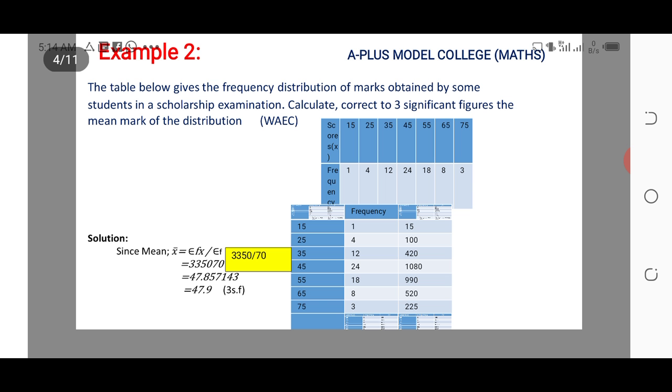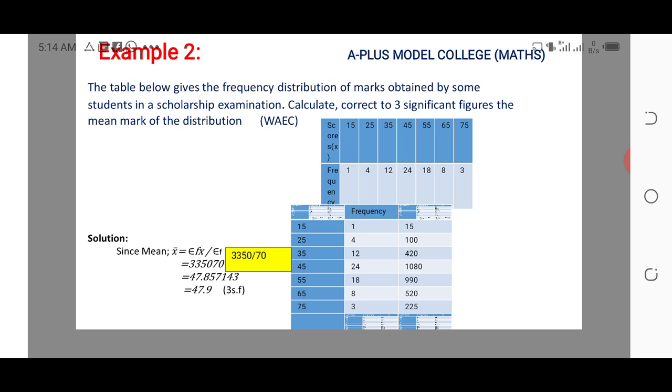The second table is an example; this is actually a WAEC question. The table below gives the frequency distribution. This is the one where the frequency is more, we have more data here. The question says we should correct to 3 significant figures the mean mark of the distribution. These are the marks obtained by some students in a scholarship examination.